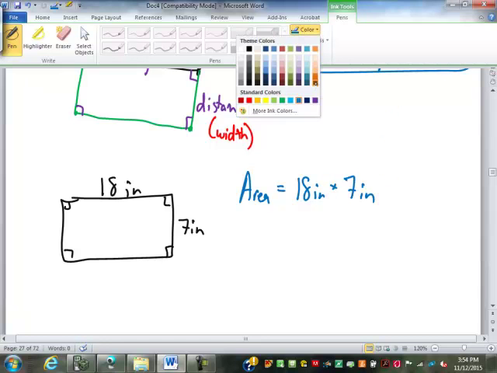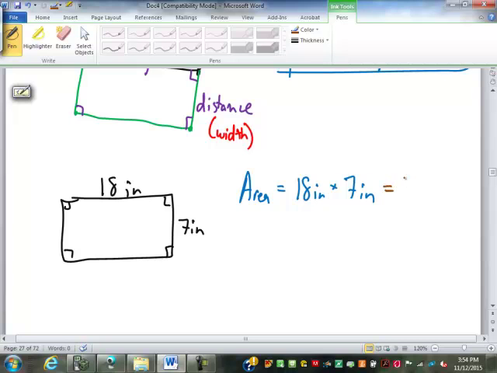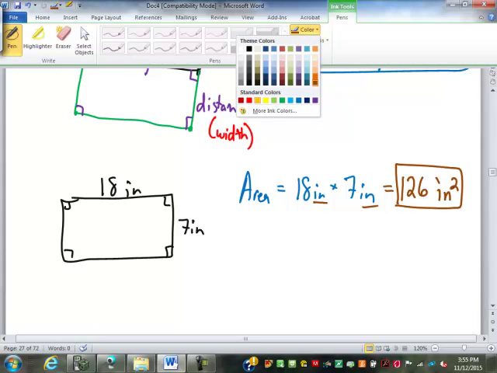Now when I multiply numbers, I multiply the counts. 18 times 7 is 126. But I also multiply the names. Inches times inches make inches squared. Very good. So the area of that rectangle is 126 inches squared, or 126 square inches, depending on how you want to pronounce it. Means the same thing.